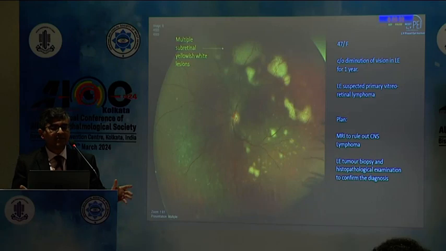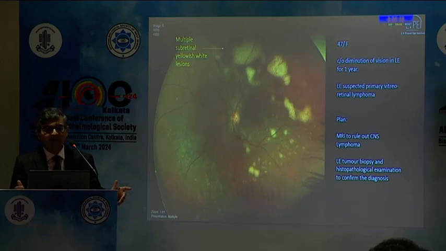If somebody shows this case from the retina point of view, ocular oncology point of view, you know what is the diagnosis. You see multifocal discrete yellowish subretinal lesions with overlying vitritis. Patients already have been diagnosed to have uveitis, received corticosteroids, tapering. Again, the lesion flares up.